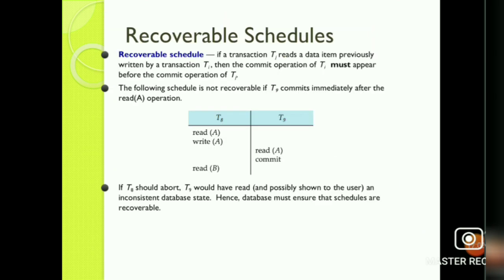Then recoverable schedule. Recoverable schedule means if a transaction Tj reads a data item previously written by another transaction Ti, then the commit of Ti must appear before the commit of Tj. That is called recoverable schedule. Example, T8 and T9. So T8 is writing and T9 is reading the data. So T8 should commit before T9. That is called recoverable schedule.